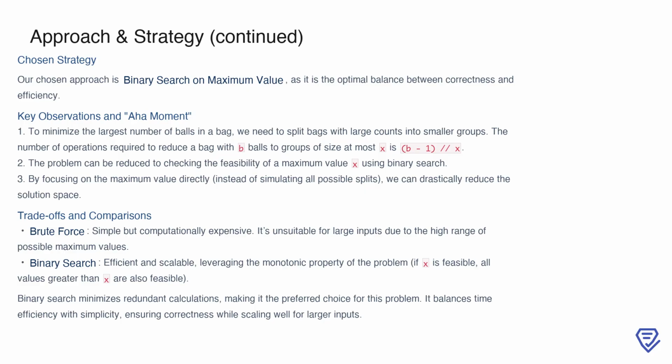Compared to brute force, which processes all potential maximum values, binary search drastically reduces the solution space by exploiting the monotonic nature of the problem. If a particular value is feasible, all larger values will also be feasible. This insight minimizes redundant calculations and ensures the algorithm scales well for larger inputs. While brute force is simpler conceptually, its inefficiency makes it unsuitable for this problem, especially for large arrays. Binary search, on the other hand, combines scalability and precision, making it the optimal choice for finding the solution.